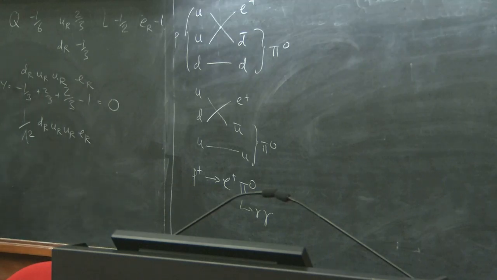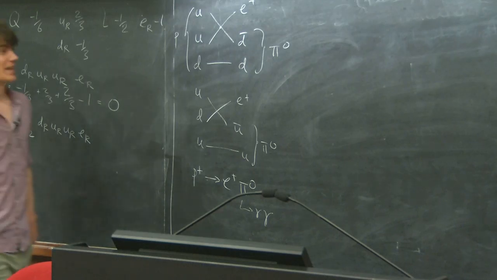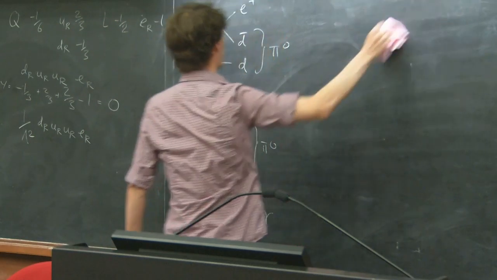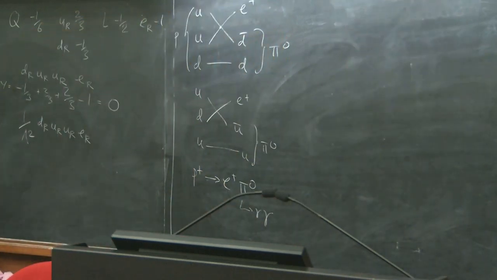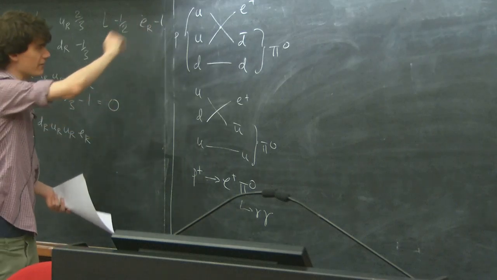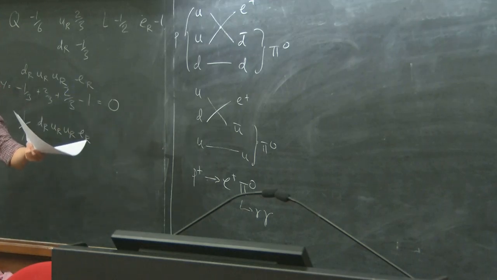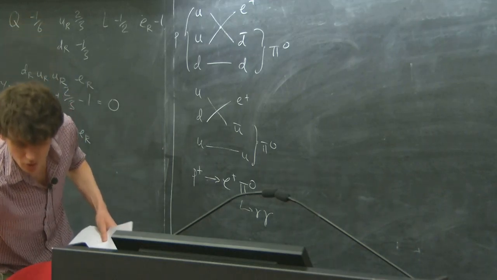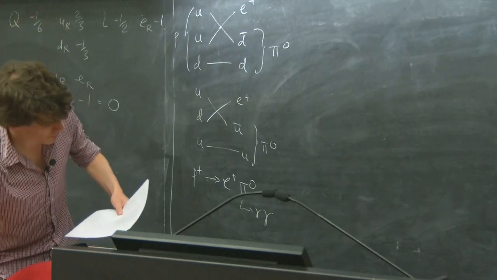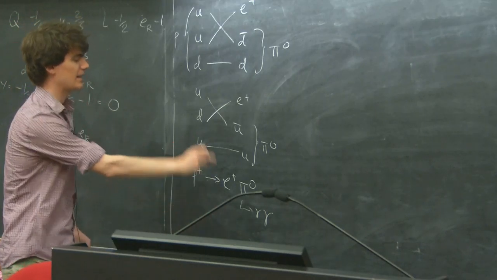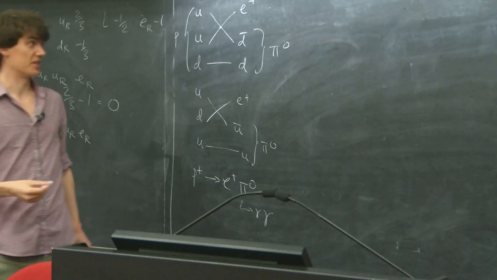OK, so this is interesting. And it's also, of course, somewhat dangerous, because we don't see protons decaying, certainly in normal life. So it had better be that this process is very suppressed. Or to turn it around, because we don't really see protons decaying, we can put strong constraints on the kind of physics that can lead to such things. So what are the experimental limits on how much protons can decay?